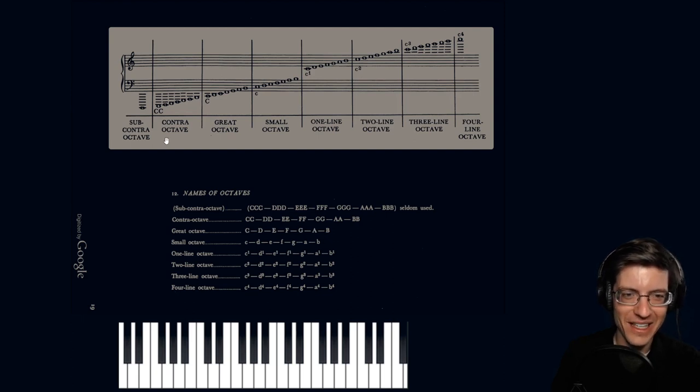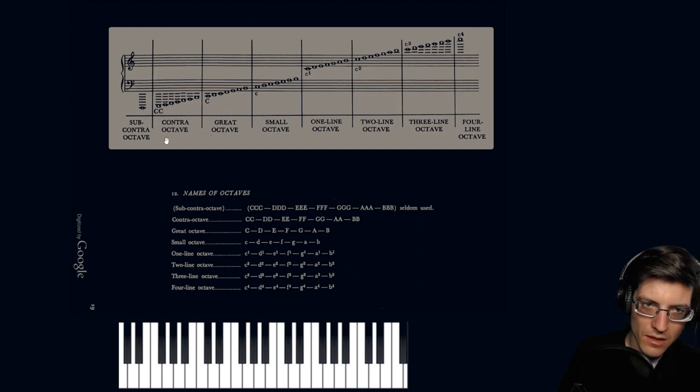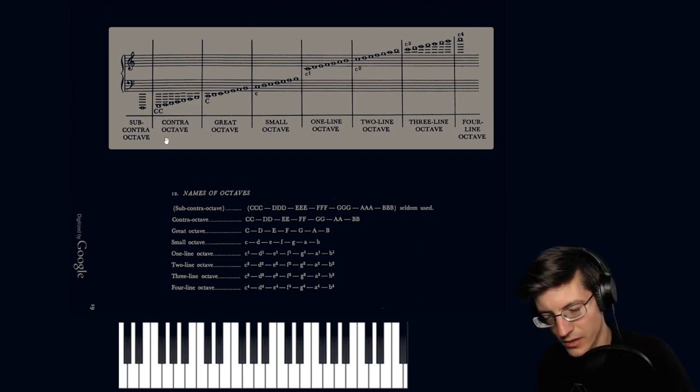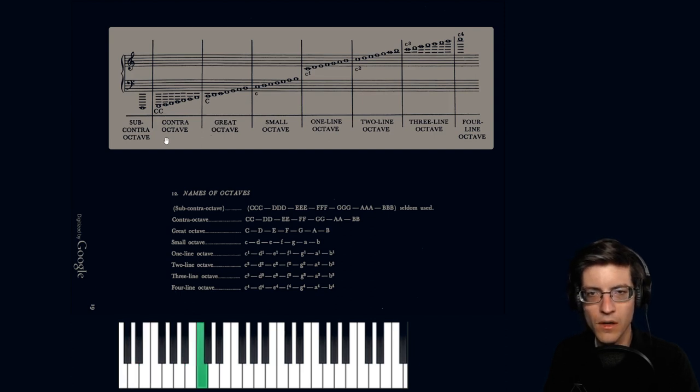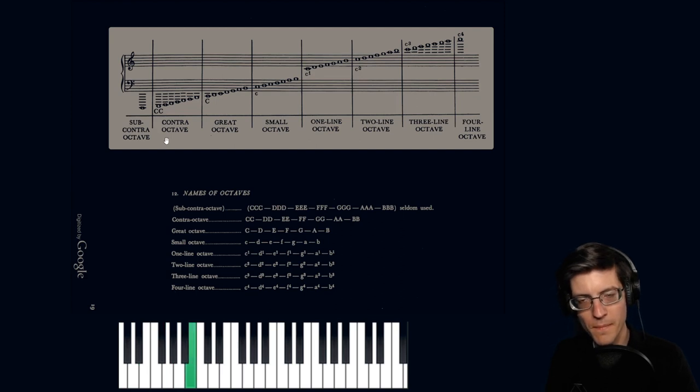Oh man, and I don't think they show the hertz in here. But that's pretty low. Okay. And then contra octave. So that's contra octave. So subcontra is that low C. Okay, and then great octave. Nope, that's small octave. So this is actually great octave. And then great octave. And then we have small octave. That was small octave. Then one line octave.